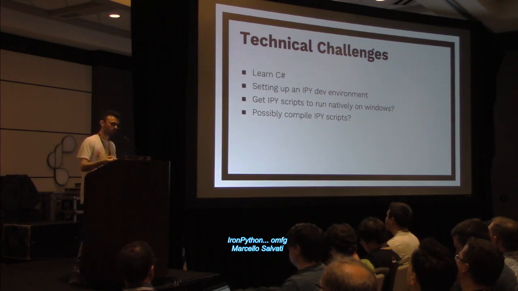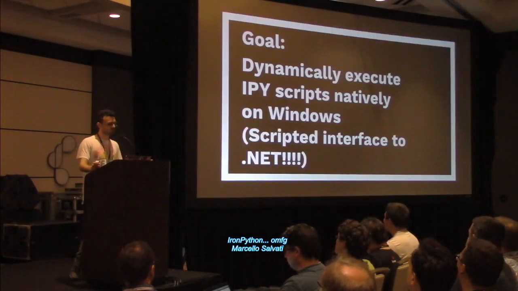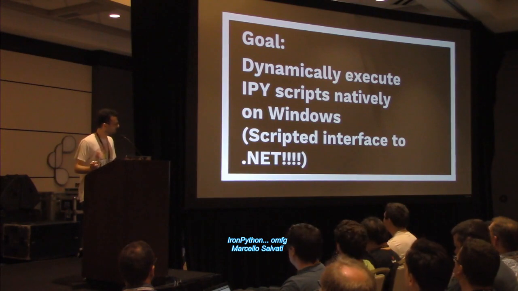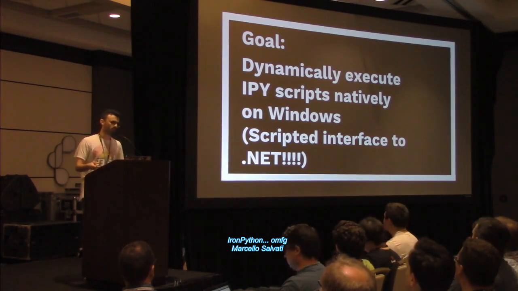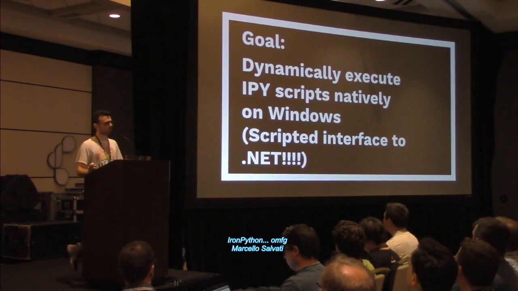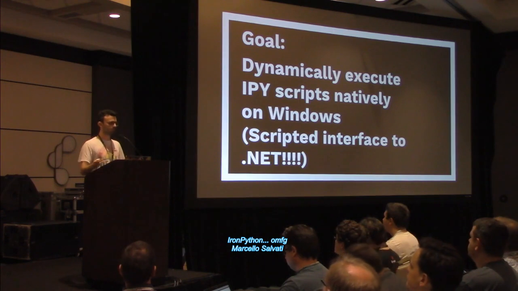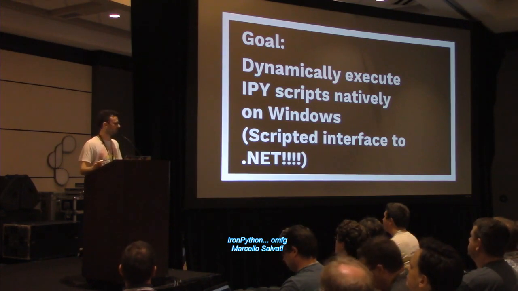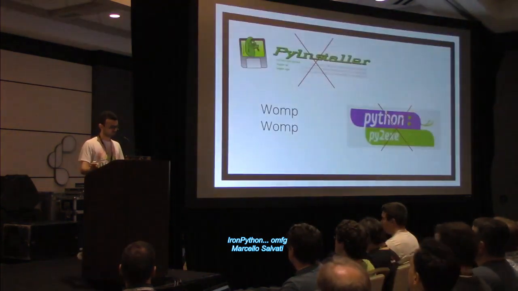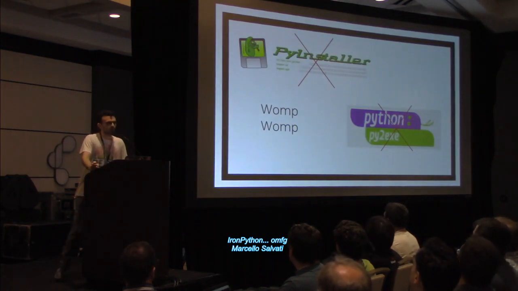And to that point, can I possibly compile IronPython scripts to do that? So the goal really is native execution of IronPython scripts on Windows. That would be amazing, because it would be like a scripted interface to .NET, which would allow us to just dynamically call these .NET functions, or .NET APIs, natively on Windows.